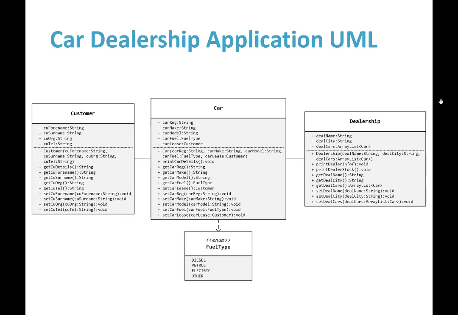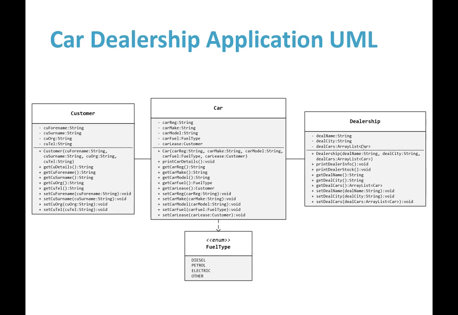So the top level class, if you will, is the dealership. And that's what the application is all about, managing dealerships, the stock they have, and which customers actually lease out which cars. So the dealership has an array list of cars. That array list simply stores the list of cars that each individual dealership has to lease out to customers. So that is the reason we have this link here.